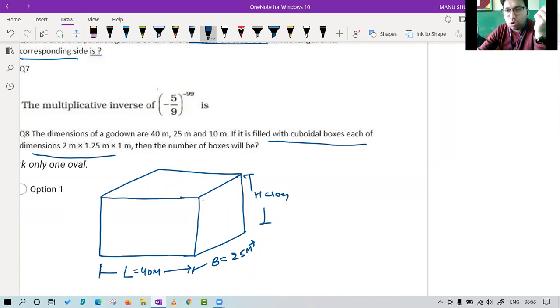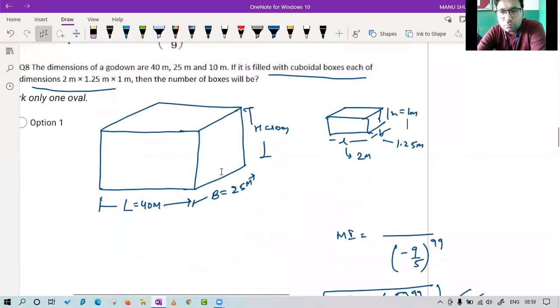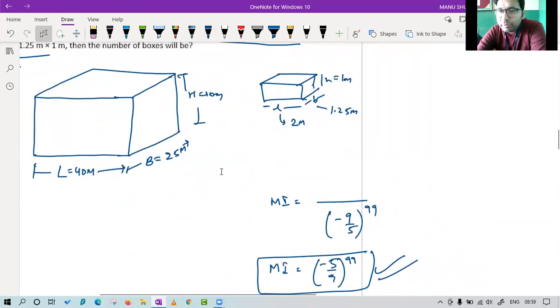Then we have cuboidal boxes of dimensions like this: small l, small b, and small h, where small l is 2 meters, b is 1.25 meters, and height is 1 meter. We have to find the number of boxes that will fit in the godown. First, tell me the statement that we will use to start the question. Before telling me whether it will be division or multiplication, tell me the statement which we should use in this one.